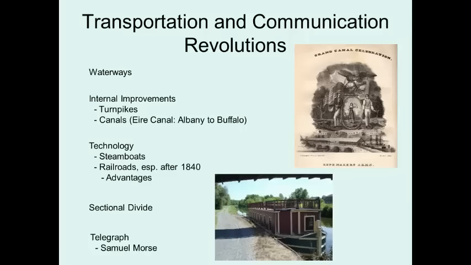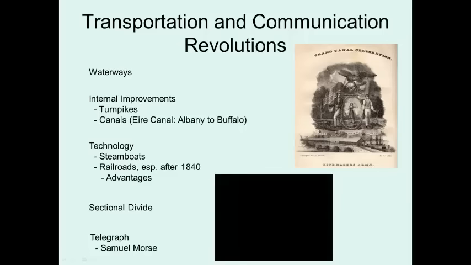So canals, very, very important. Erie Canal, probably one of the most famous ones. Other new technology that comes out during this time period are steamboats. Steamboats were developed in the early 1800s and have taken off by the 1830s. And they're especially important along the Mississippi River, because now instead of having to paddle your way manually up the river, you can simply let the steamboat paddle for you.